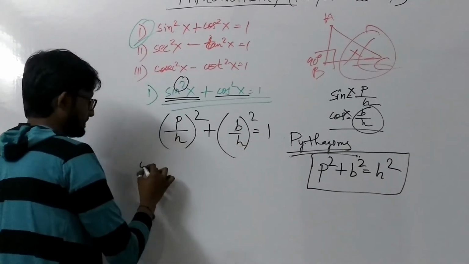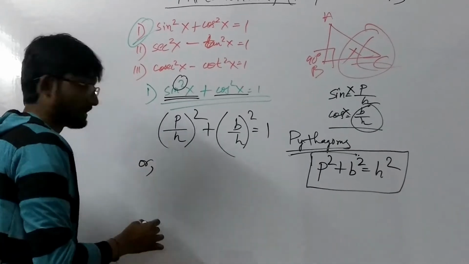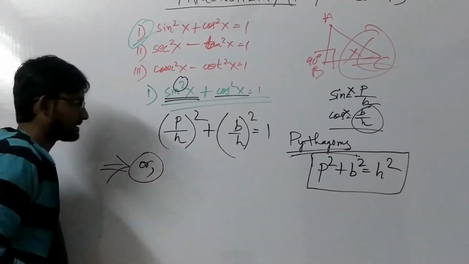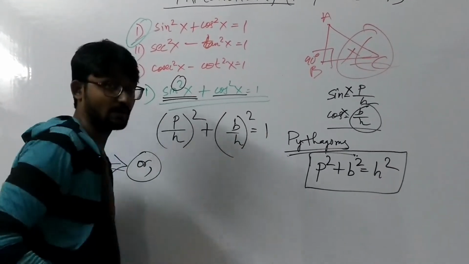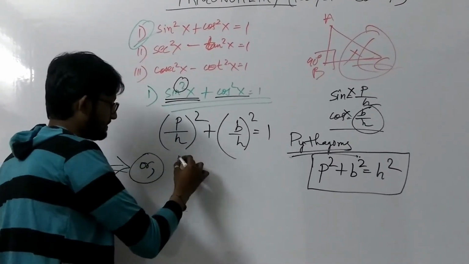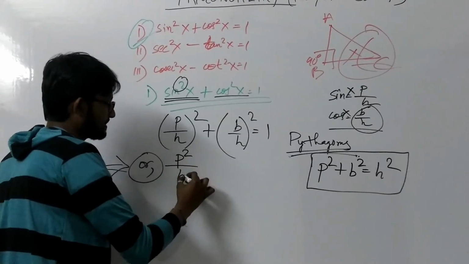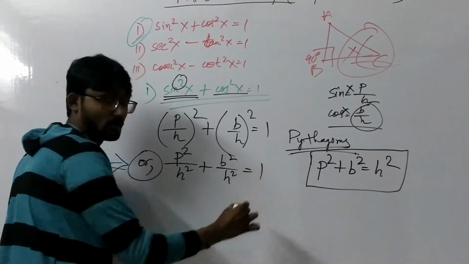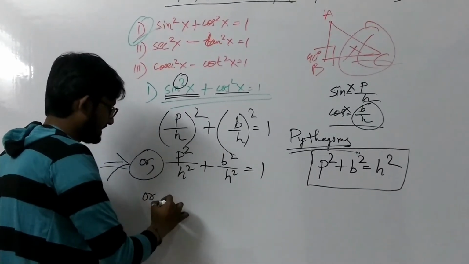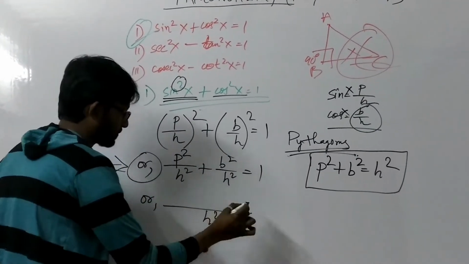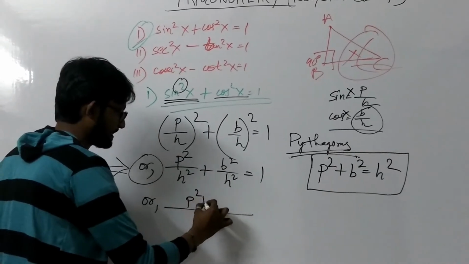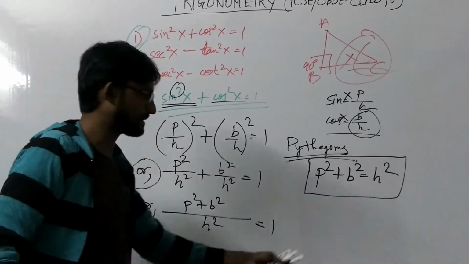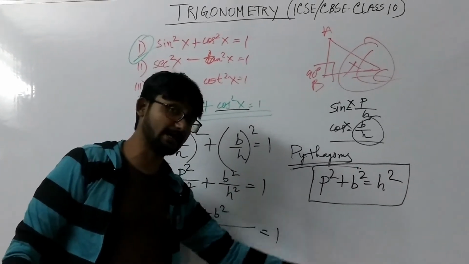If I solve the equation, remember to always write the implication signs for the equation, because you have an equal to sign over here. If I simplify it, P square by H square plus B square by H square will come equal to 1. Now with the LCM H square, this is P square plus B square by H square is equal to 1. So according to the Pythagoras theorem, P square plus B square is equal to H square.